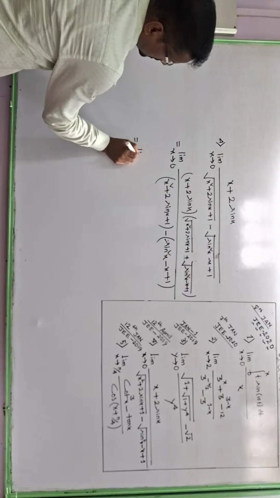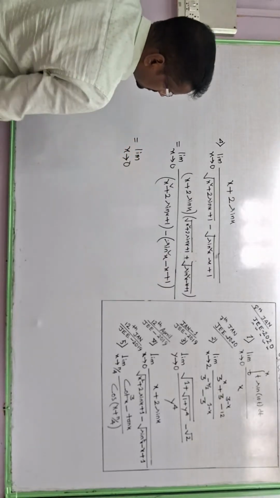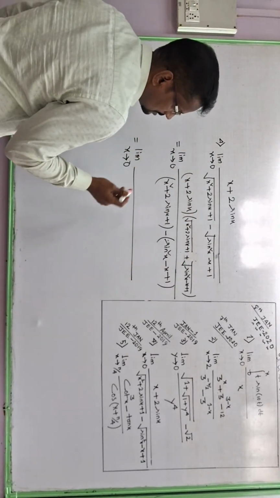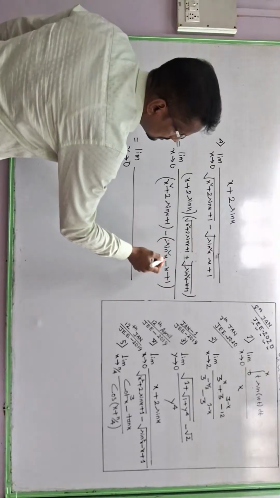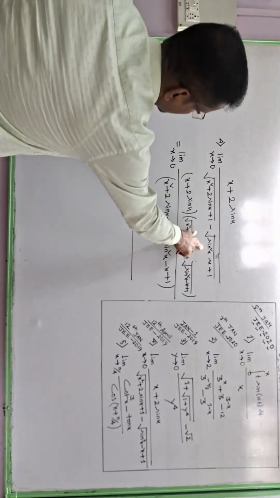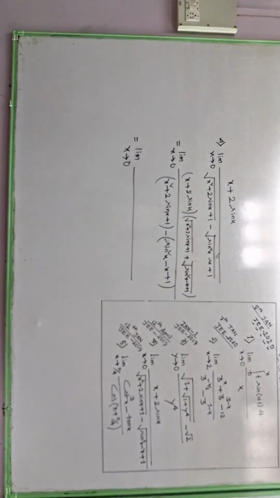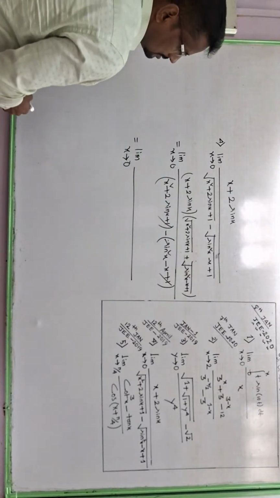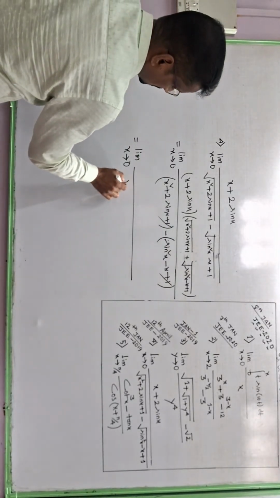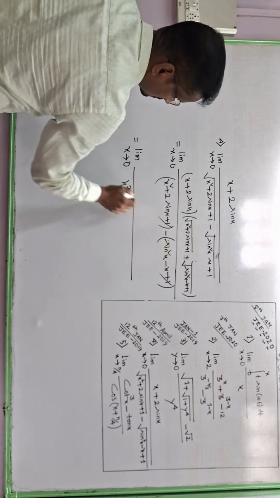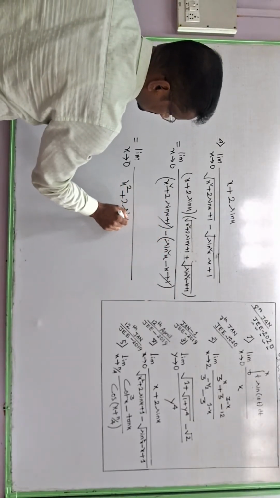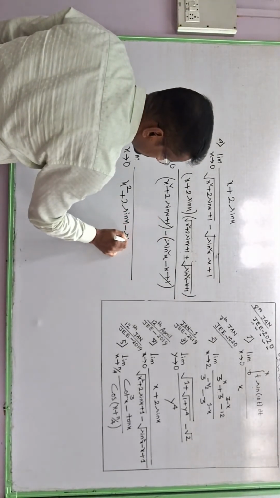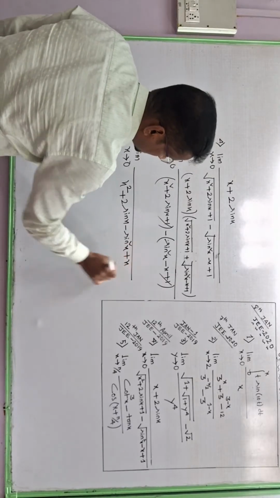Next, limit x tends to 0, and here you see it is sin square x minus x plus 1. So the 1 will be cancelled out, it is plus 1 and it will be minus 1, and it will be left with x square plus 2 sin x as it is, and then minus sin square x, and then plus x.